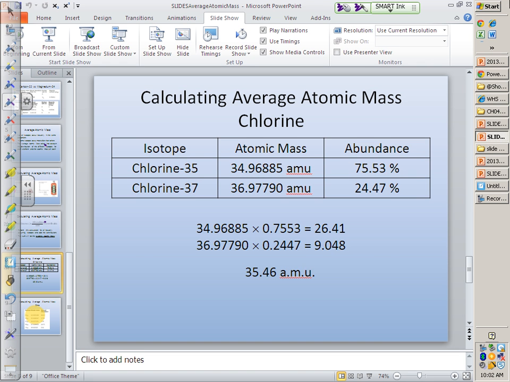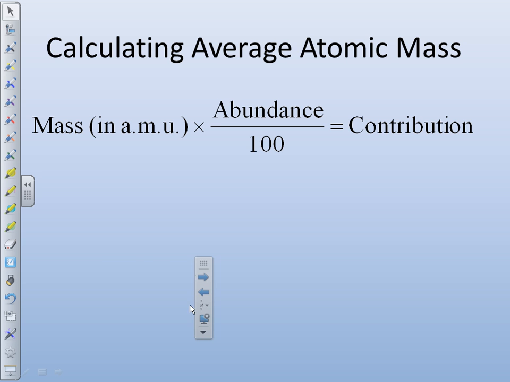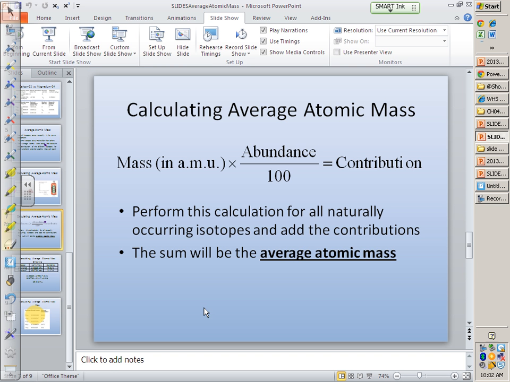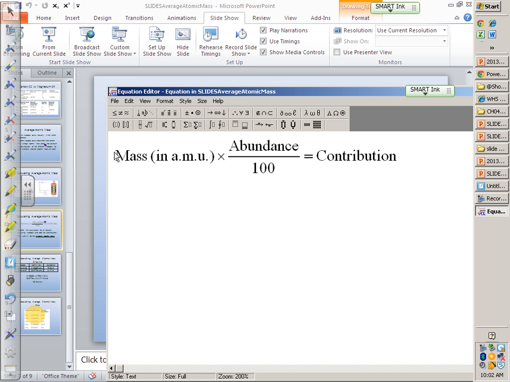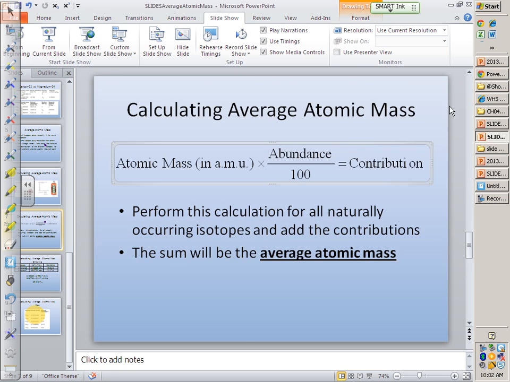All right. Let me change something real quick. I wanted to change this before. Instead of just saying mass, I'm going to say atomic mass. And then I'm going to close this. It's going to say atomic mass. There we go. All right.